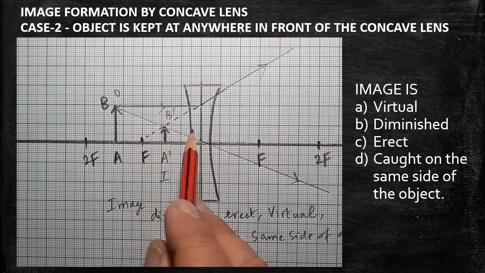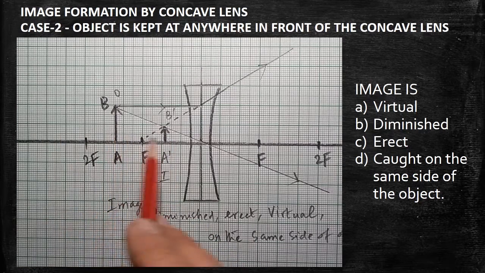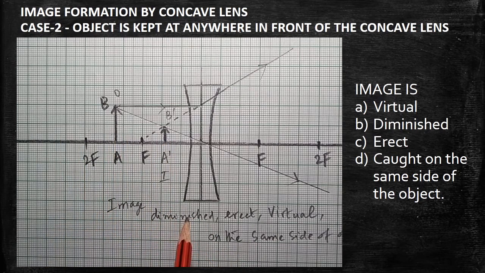You can keep the object anywhere else, but you will be getting the same kind of image. Understood? So this is the last case in the case of concave lens. Understood? So I have explained 6 cases in the case of convex lens and 2 cases in the case of concave lens. These ray diagrams are very much essential. Only then are we able to understand the concept of lenses.